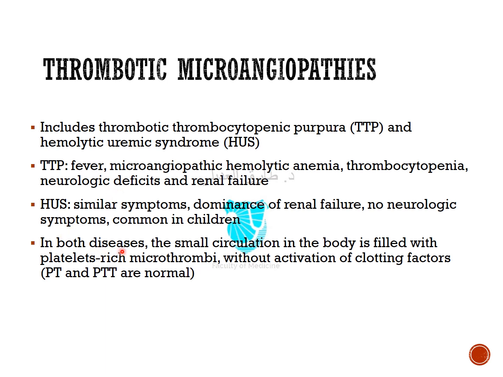In both diseases, the small circulation in the body is filled with thrombi, platelet-rich thrombi. Okay, and these thrombi are small, obstructing the small circulation, so the patient will have thrombocytopenia at that time. The clotting factors are intact, they are not activated, so when we do the tests that examine the clotting factors, which are the PT and PTT, they appear normal. Instead, the patient has thrombocytopenia.